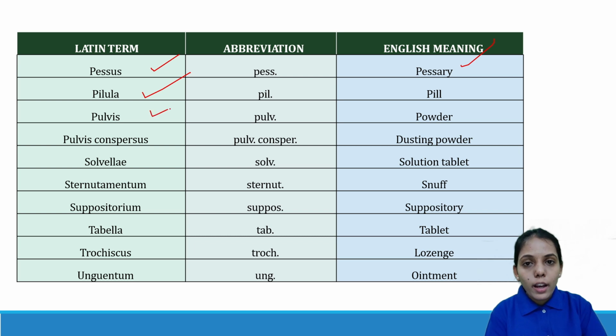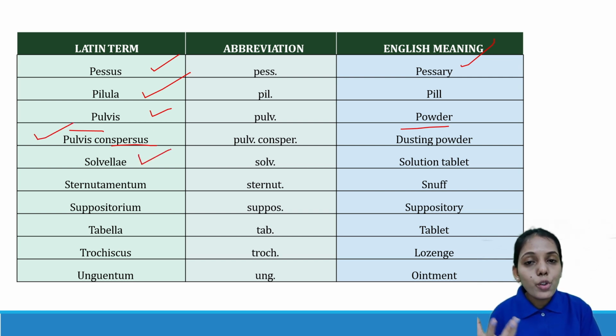Pulvis is nothing but powder. You might have heard pulverization. Pulverization is nothing but making a powder, or size reduction. So pulverize is nothing but powder. Pulvis conspersus is also powder only, but which powder? Dusting powder, because we know pulvis means powder. So this is the indication of dusting powder.